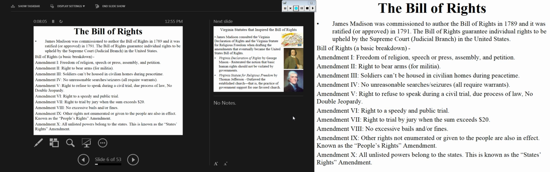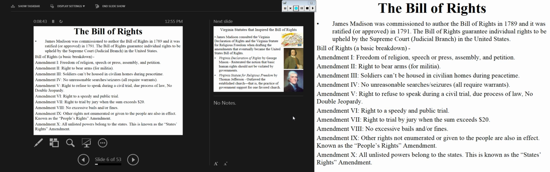And I just have a really quick handy-dandy breakdown for you on our first 10 amendments that are added to the Constitution. First Amendment, freedom of religion, speech, press, assembly, petition. Second Amendment, right to bear arms. Third Amendment, soldiers can be housed in civilian homes during peacetime. That's in relation to what that we already learned about? Quartering Act, very good. Amendment number 4, no unreasonable searches or seizures without warrants.